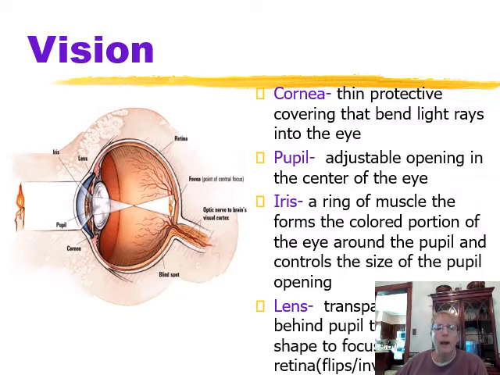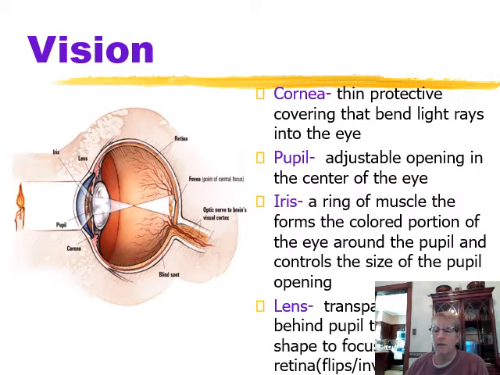Now, what you have is the cornea. Behind the cornea is the pupil. Lying behind the pupil is the lens. As the image and the light energy come in, it passes through the cornea, it passes through the pupil, and it then passes through the lens. The lens flips and inverts the image and projects it onto the retina.